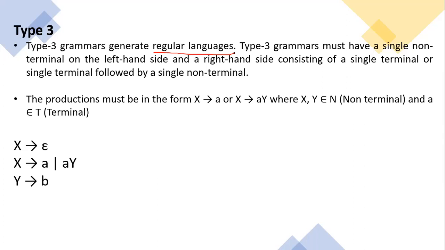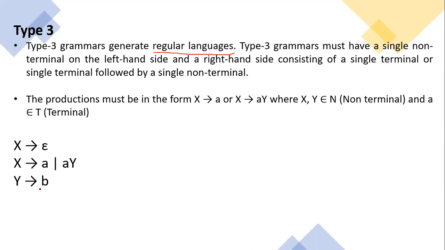It generates the regular language. We can say this is a regular grammar. Here the condition is that on the left side we have only one non-terminal, like the previous one, type 2 grammar. And on the right side, in type 2 there is no restriction, but here we can have a single terminal or a single terminal followed by a single non-terminal.